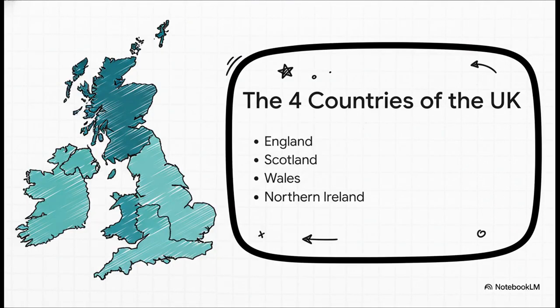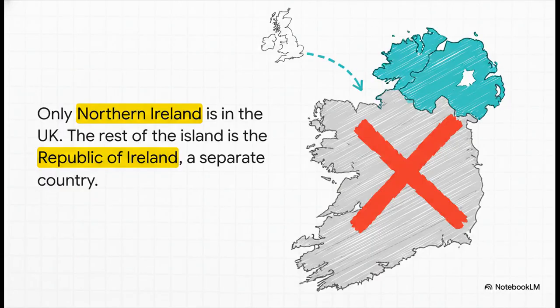The political thing we call the United Kingdom is actually a union of 4 separate countries. You have got to know these 4 by heart: England, Scotland, Wales, and Northern Ireland. So when you say the UK, what you're really talking about are these 4 places all joined together as one single state. Now this is super important for the test, so listen up. You'll notice that only Northern Ireland is on that list. That's because the rest of the island of Ireland is a totally separate, independent country called the Republic of Ireland. It is not part of the UK. Trust me, they love asking about this distinction on the test.